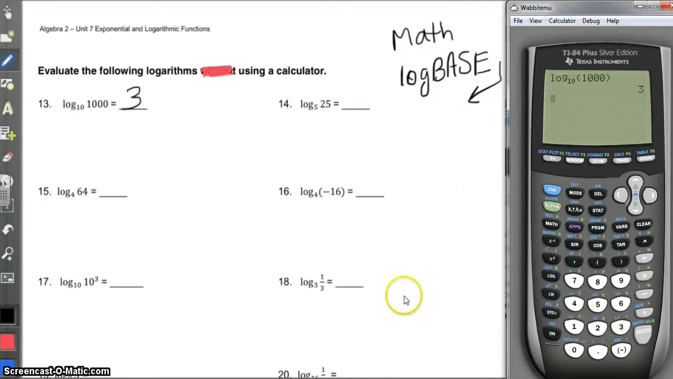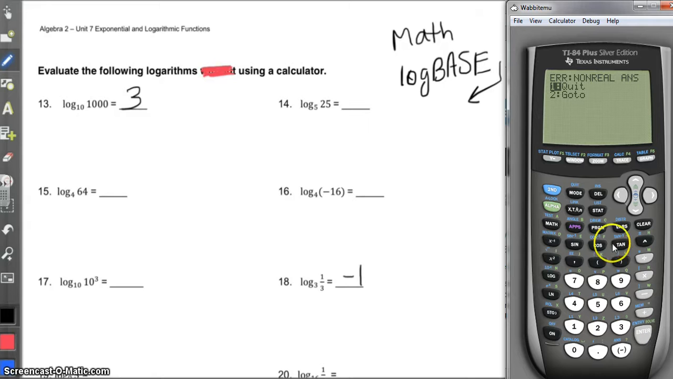Now let's try another one. Let's try 18 if you want. So again, math, move all the way down to log base, press enter. You have 3, and inside you have 1/3, so you can write it as 1 divided by 3, or you can do the alpha y equals thing, it's the same thing, and you will get -1. Now let's try 16 again. Math, go all the way down to log base. There you go. Press enter, and now you need to have a 4 and -16 on the inside. Now let's see what the calculator will tell us.